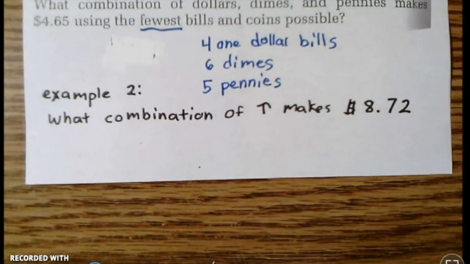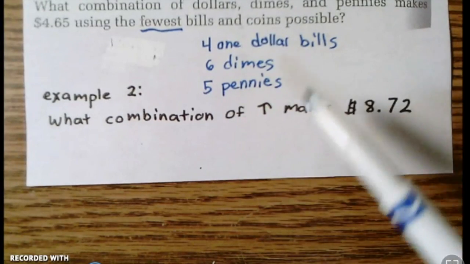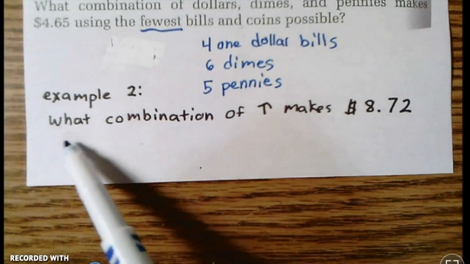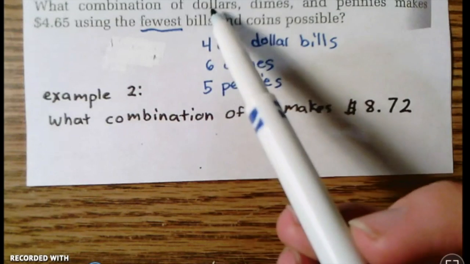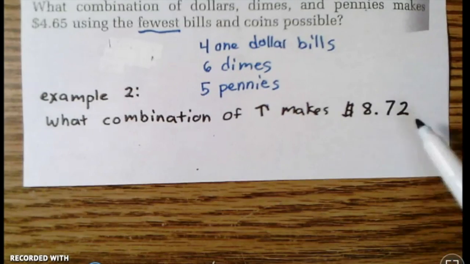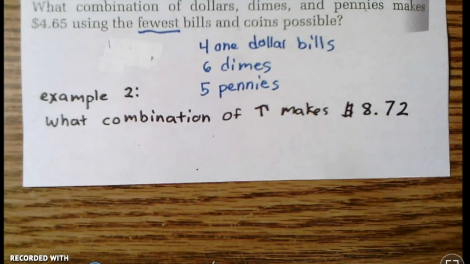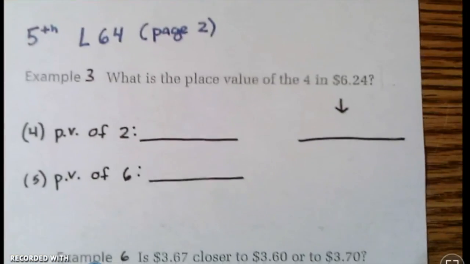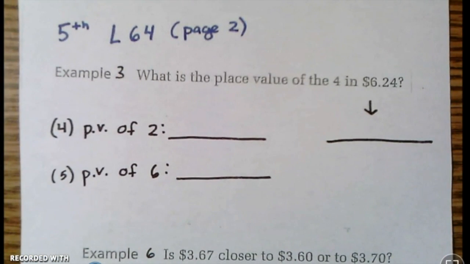All right. Apply what you have just learned to this question down here. What combination of dollars, dimes, and pennies, that's why I drew an arrow, makes $8.72?